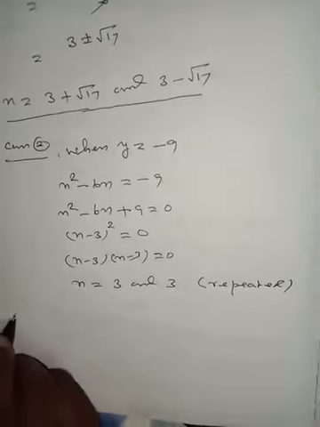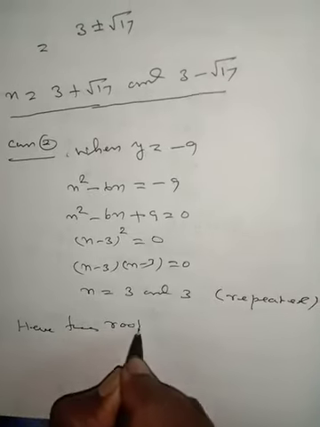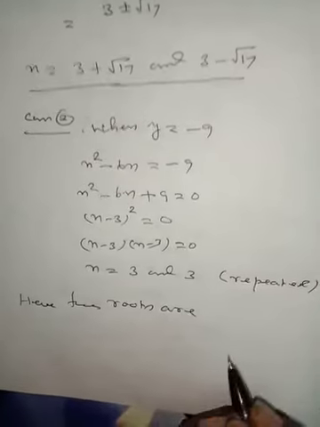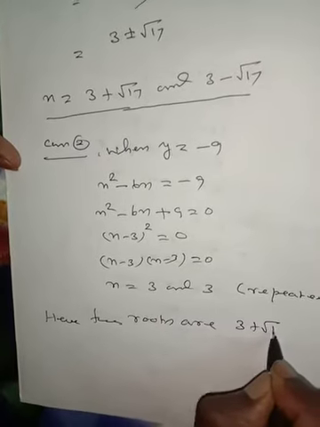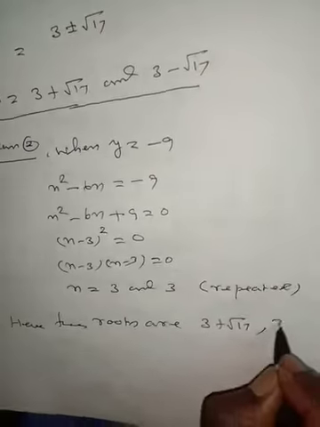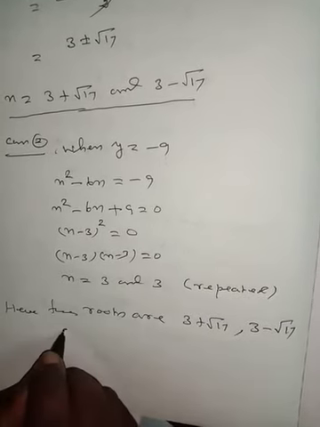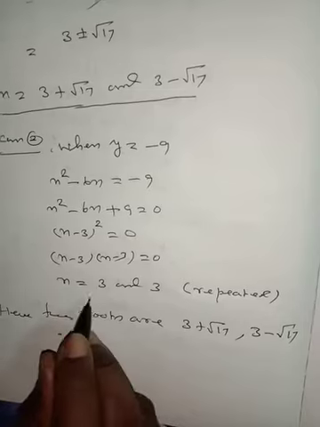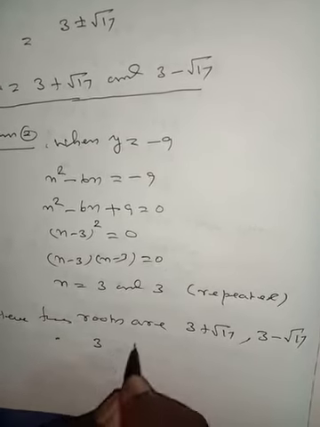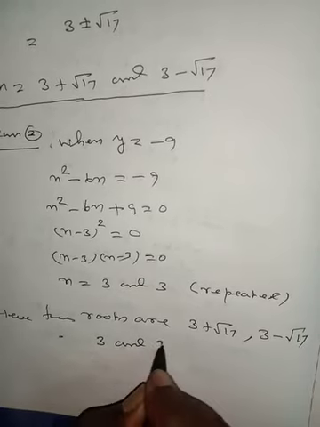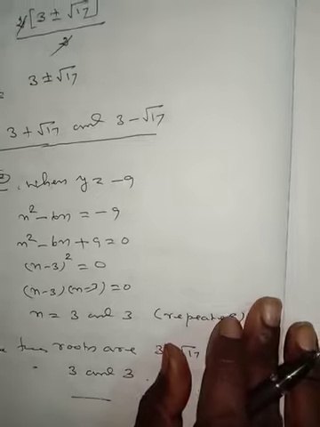Hence the roots are 3 plus root 17, 3 minus root 17, and 2 roots are repeated. So 3 and 3. Hence there are 4 roots. Next question.